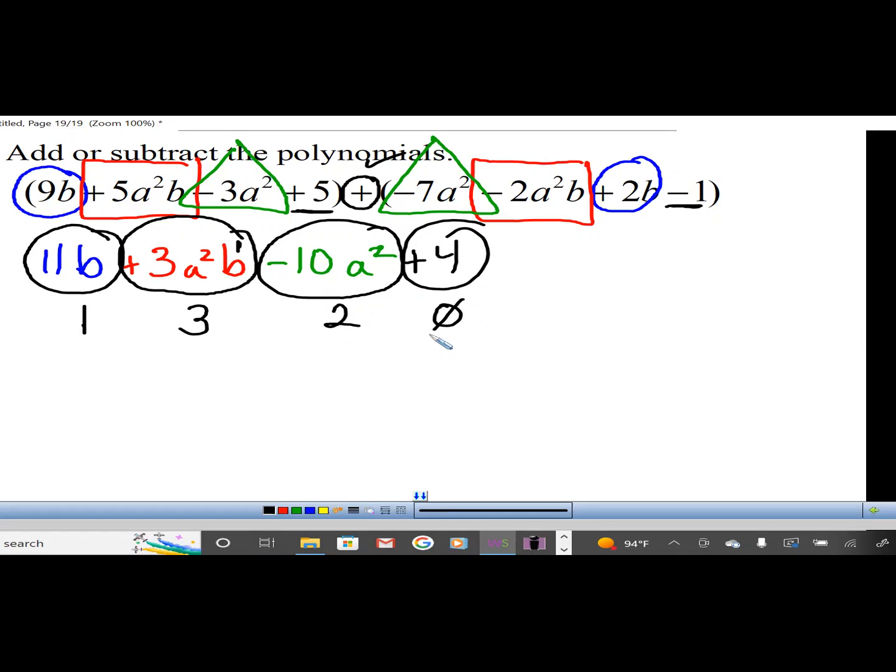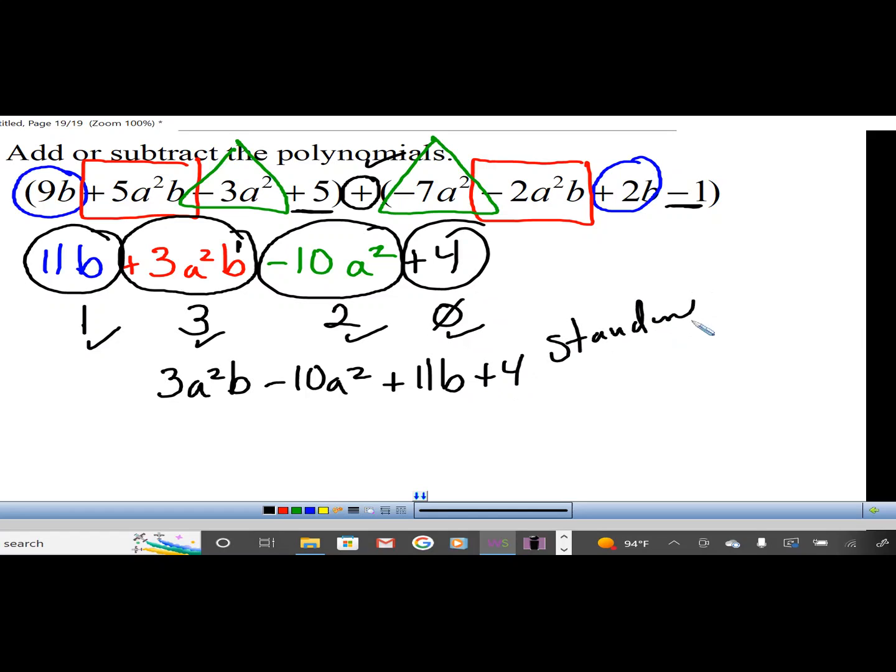Now let's write it in standard form. Which one goes first? Third degree, so that is 3A squared B. Next, second degree, which is negative 10A squared. Next, first degree, which is positive 11B. And then 0 degree, which is plus 4. Label this standard form. And let's see how we did yesterday in class.